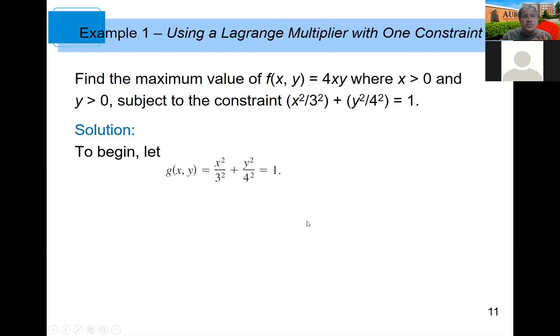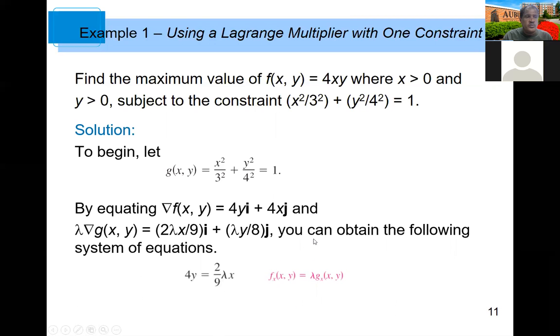So the first thing you need to do is find g of x,y. g of x,y is this function, okay? x squared over 9 plus y squared over 16. That's g of x,y. Of course that is equal to 1, but what you need is g of x,y equals x squared over 9 plus y squared over 16. That's the function g, and this is the function f.